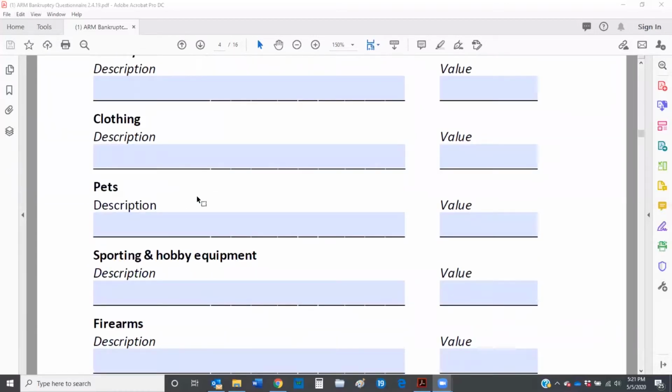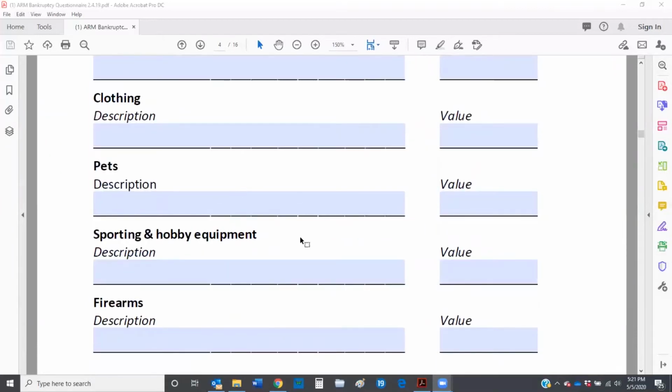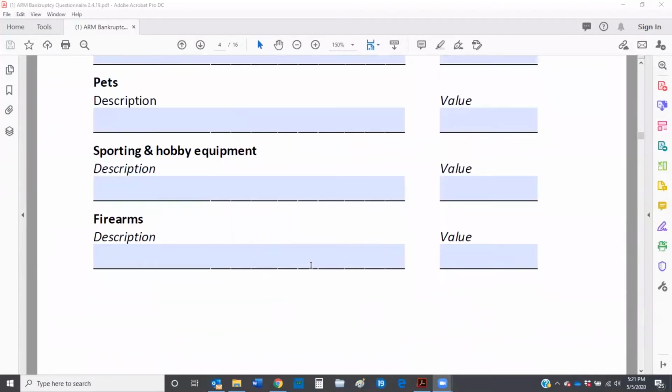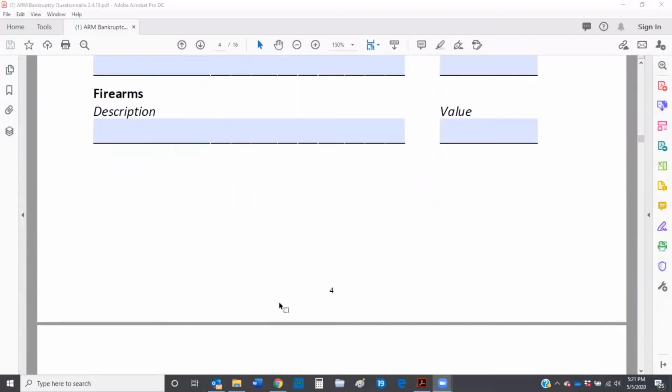Pets, we often get lots of questions on pets. Most of the time we value dogs and cats at $50 a piece. Unless they're show quality or have papers, at that point we would use your best discretion on value. Rounding it out is sporting and hobby equipment as well as firearms.